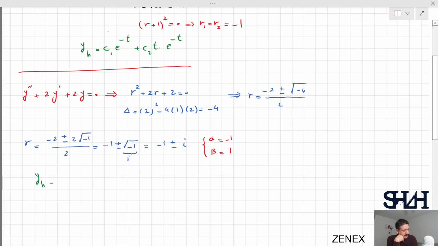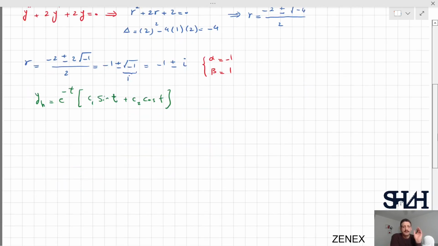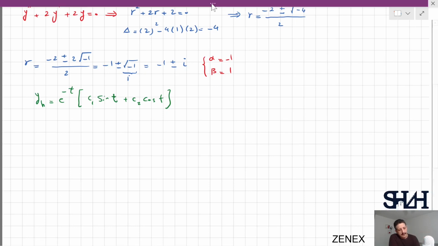So the homogeneous answer will be e^(-t) times (C1 sin t plus C2 cos t). That's the solution of homogeneous equations.